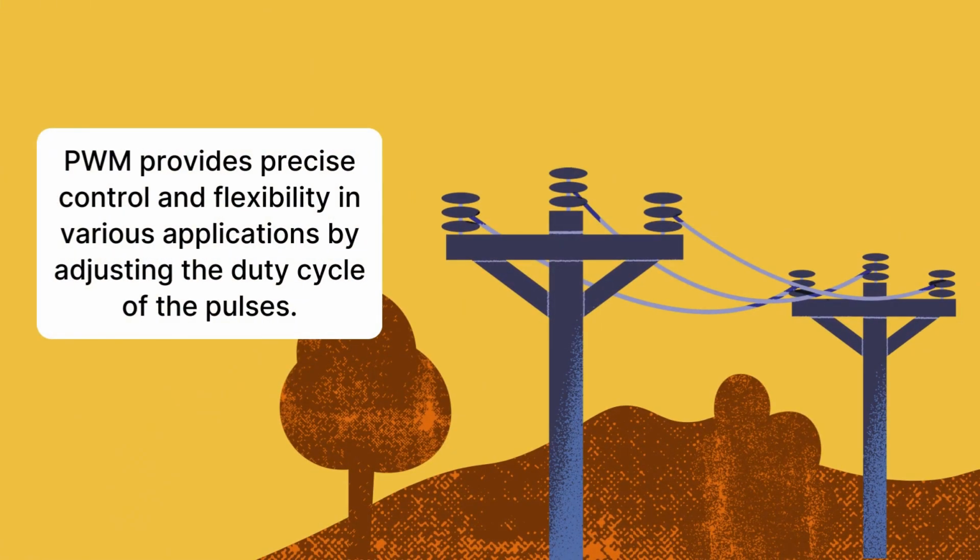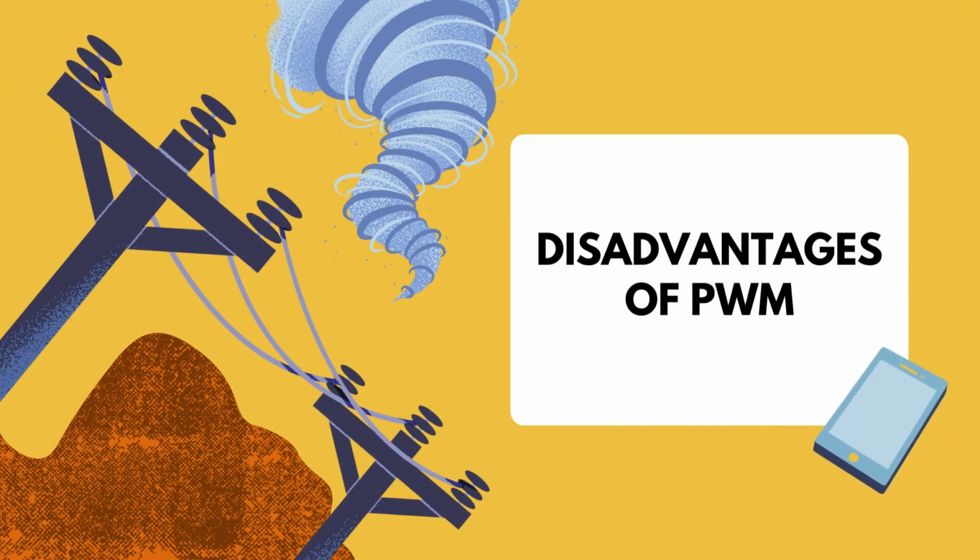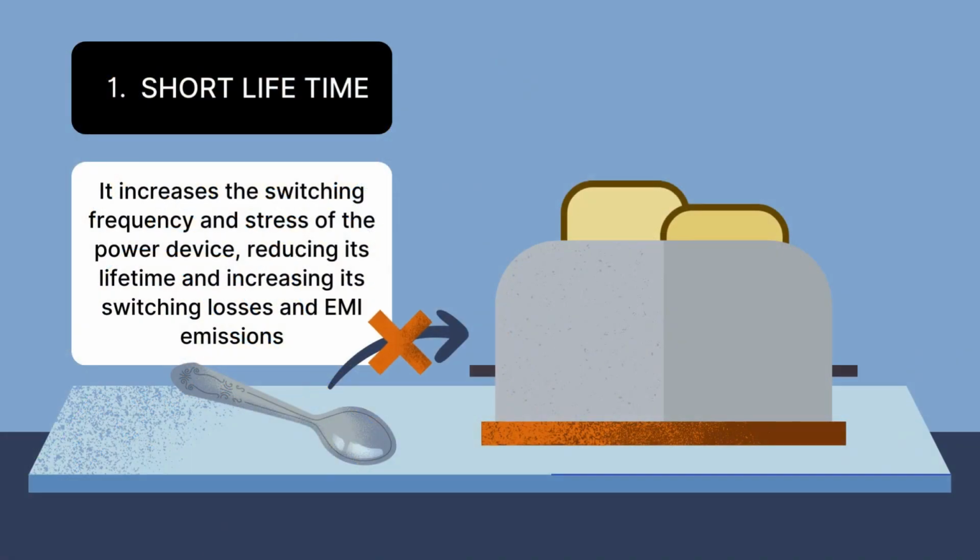Second advantage is precise control and flexibility. In PWM LED applications, brightness can be adjusted by changing the duty cycle of the pulse. Of course, there are also several disadvantages of PWM. The first disadvantage of PWM is that it increases the switching frequency and stress of the power device. It reduces the lifetime and increases switching loss and EMI emission.